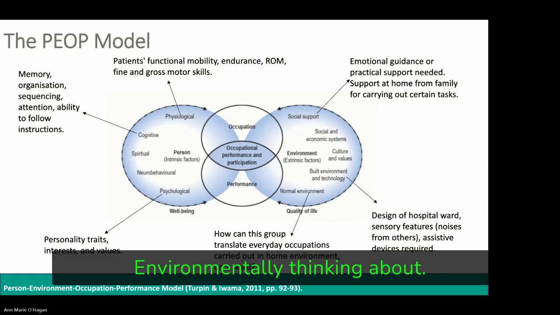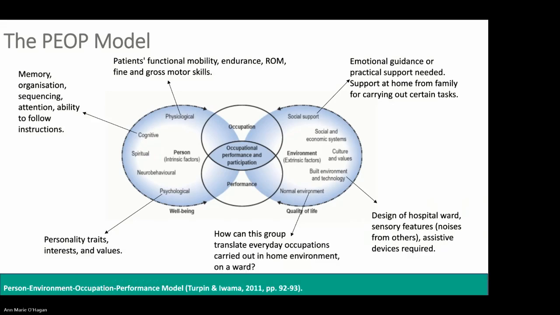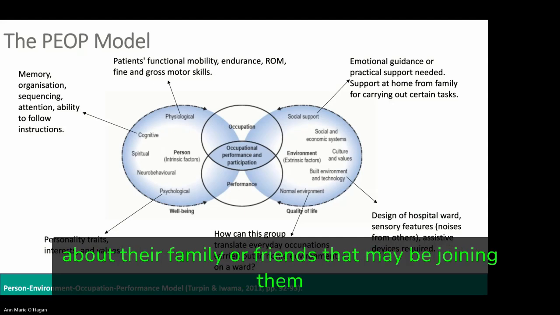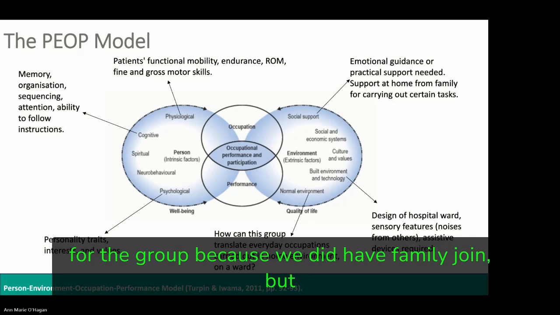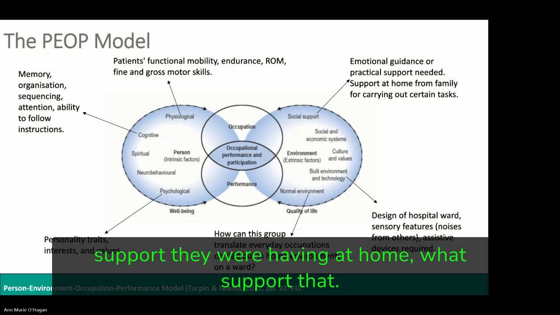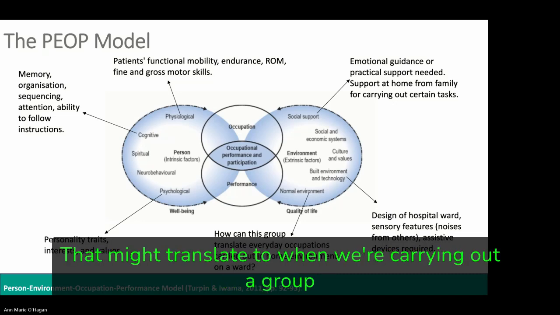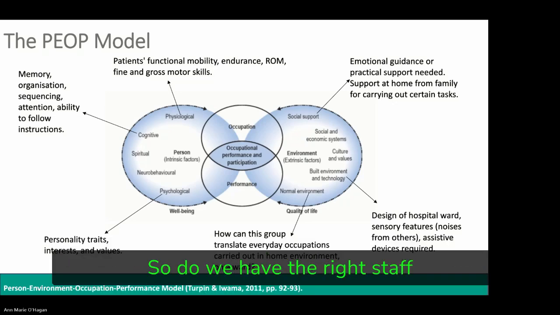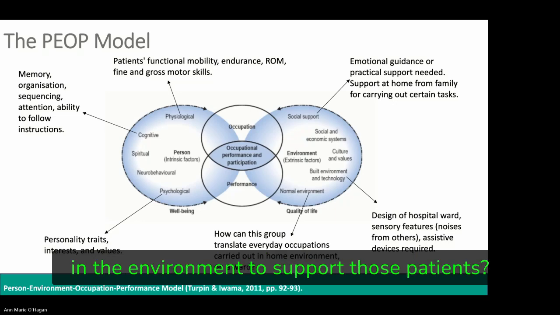Environmentally, we'll start at the top where it says social support in the environment. Thinking about the social support, this isn't just about their family or friends that may be joining them for the group, because we did have family join, but also maybe the emotional guidance that they may need, what support they were having at home, what support that might translate to when we're carrying out a group, and what certain tasks they might need support with. So do we have the right staff in the environment to support those patients?